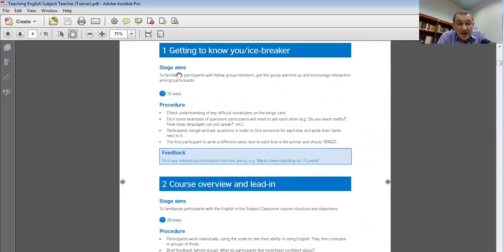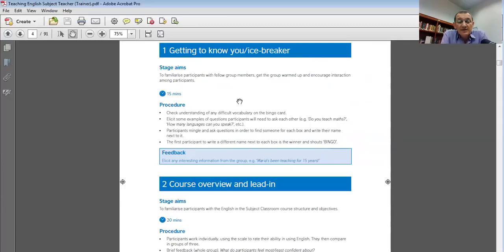You can see the stage aim is there, just to get everybody familiar with each other, comfortable with each other. The procedure is there in 4 bullet points. So it's suggested that you check understanding of any difficult vocabulary. So read through the cards before the session starts. Decide what words or phrases may be problematic that participants might not understand, and teach these before you hand out the cards.